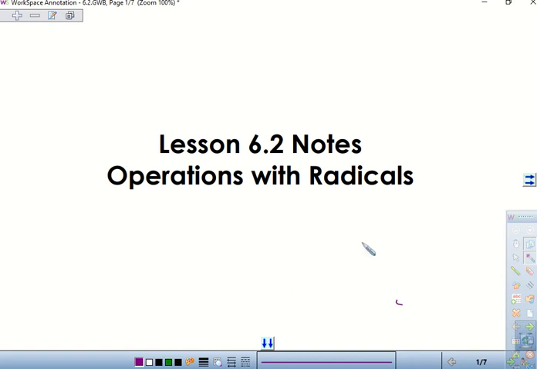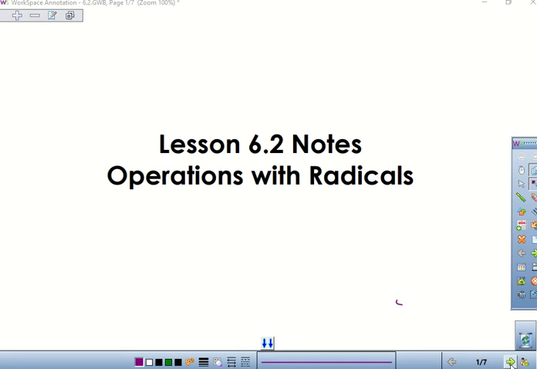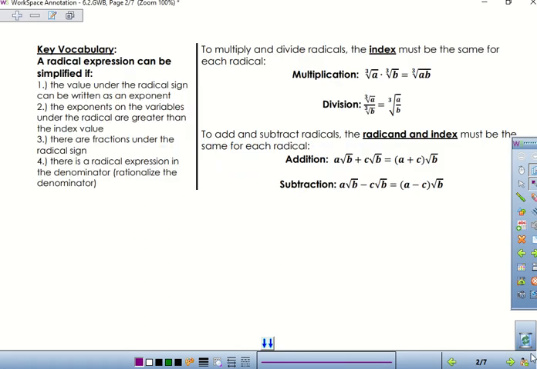Alright, so today we're going to be doing 6.2, which is operations with radicals. A radical expression can be simplified if any of these things are true. That basically just means that there's more that we need to do to simplify the radical.